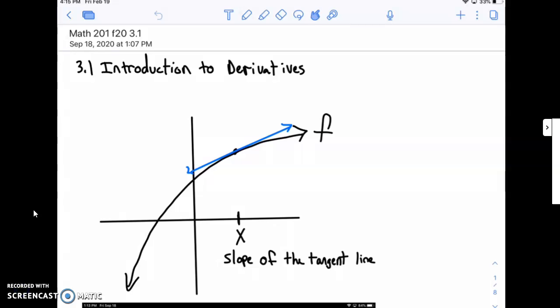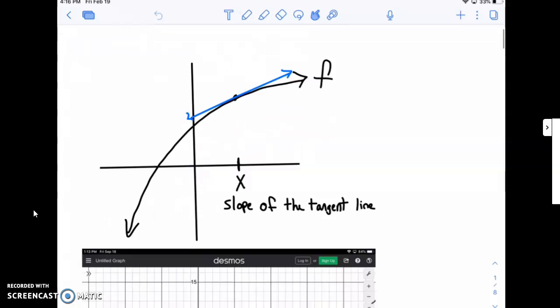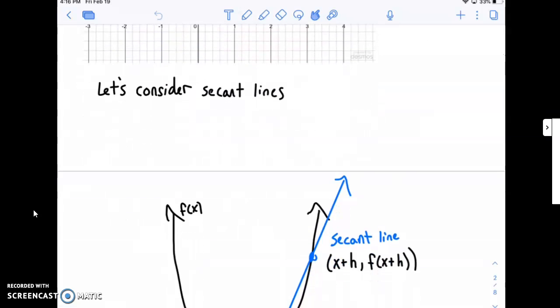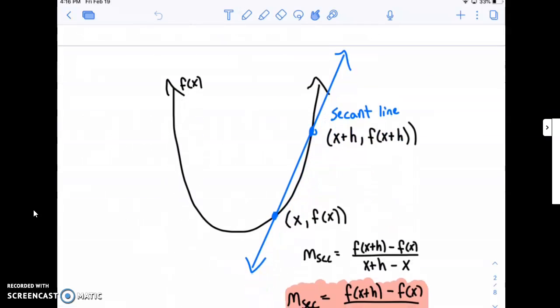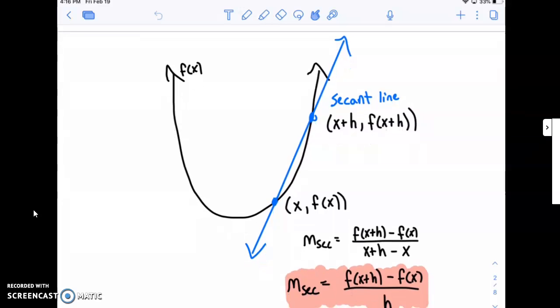Now our goal is to find the slope of that tangent line. We'd like to know what the slope of that is. There's just one problem. That tangent line only has one point that we know of, and that's the point where the line coincides with the function. And we know that we need 2 points to be able to come up with the slope. So what we do is we turn our attention instead to secant lines. Secant lines are lines that are passing through 2 points on the curve.